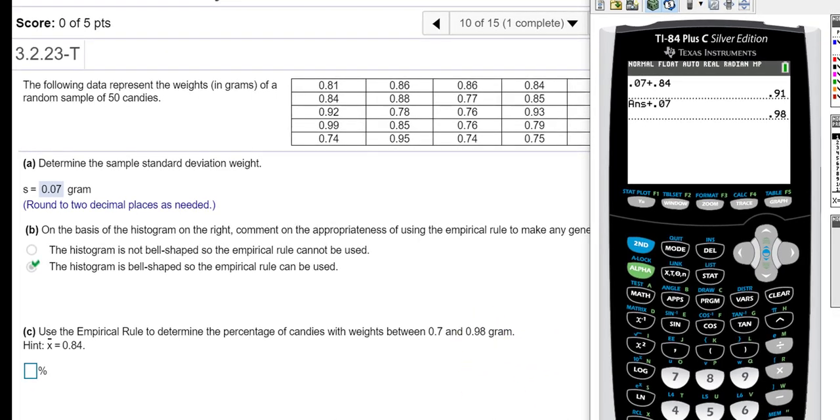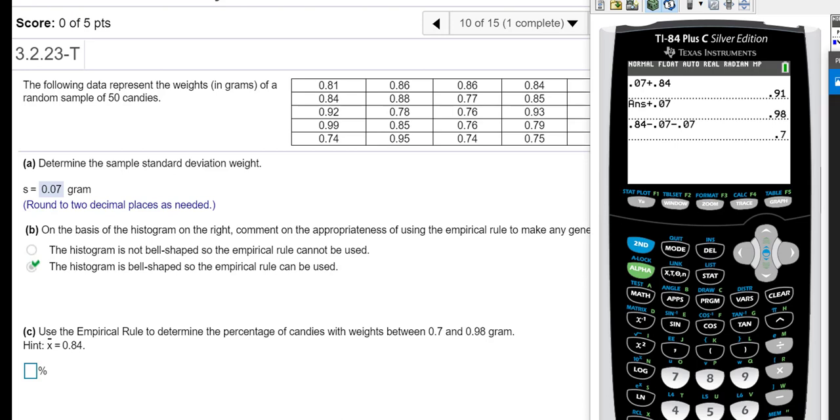And if I were to subtract, if I took 0.84 and subtracted 0.07 two times, that would take me 2 standard deviations to the left, which is this 0.7. So 0.07 added twice to my mean gives me 0.98, and 0.07 subtracted twice from my mean gives me 0.7.